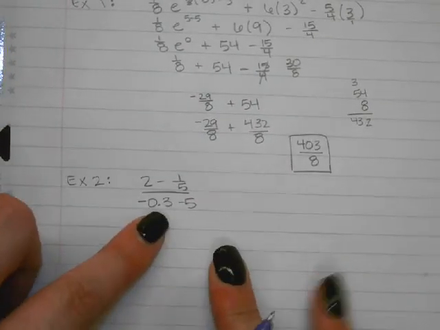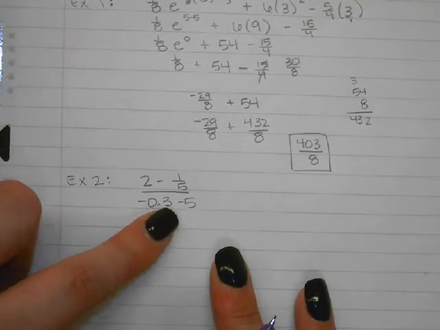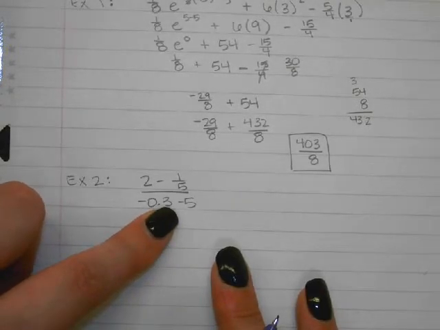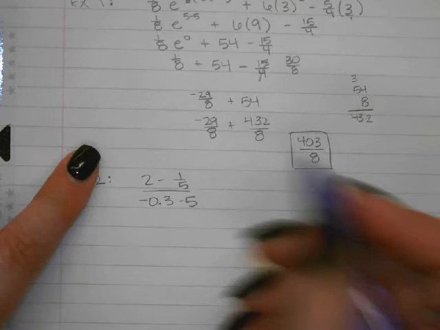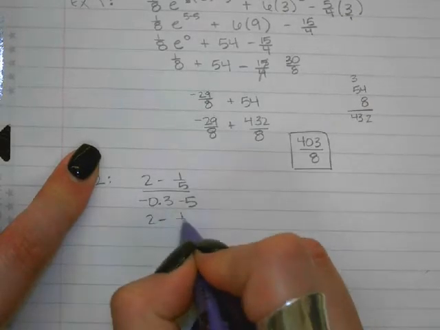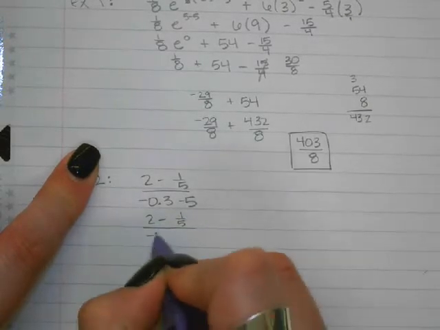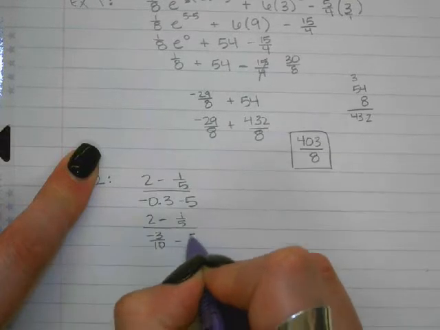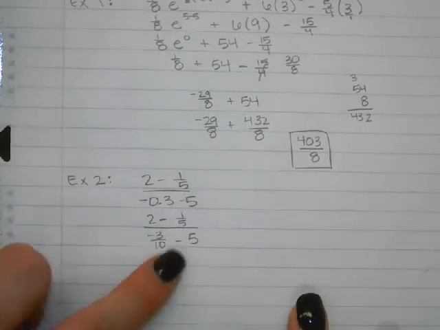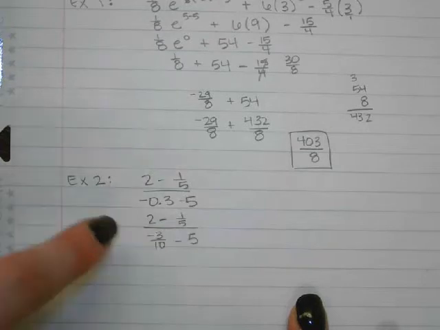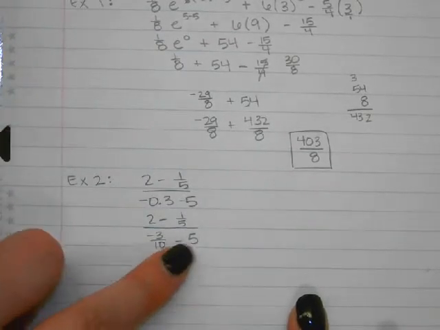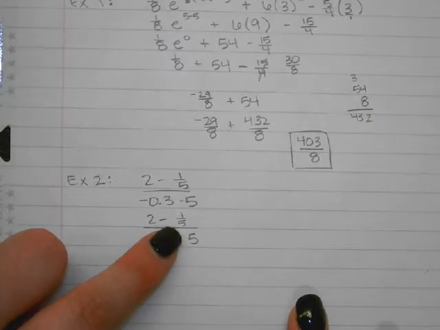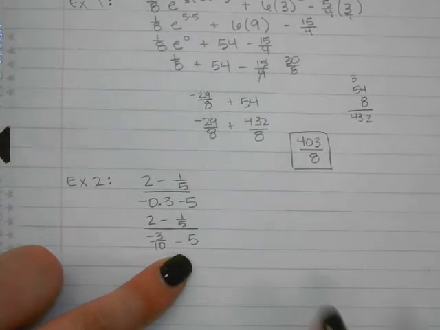So this negative 0.3, I have to remember what my decimal places are. And so the first one after the decimal is tenths. So that means this is negative 3/10. So I've got 2 minus 1/5 over negative 3/10 minus 5. And so what I'm going to go ahead and do is my kind of grouping, right? The top is grouped, the bottom is grouped. And so I'm going to get a common denominator on the top, I'm going to get a common denominator on the bottom.